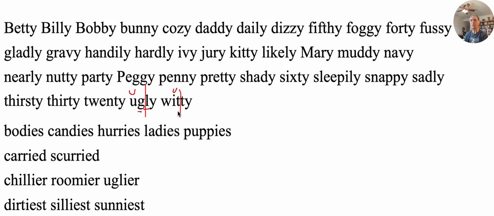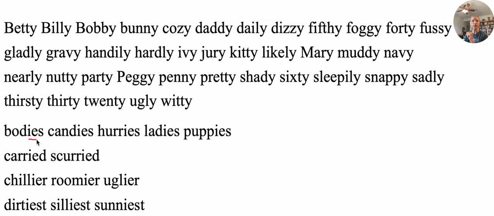And finally we have witty. A witty person is a person who comes up with funny things to say. I have joke books in my classroom that I use all the time. My father was a very witty person, and William Shakespeare was the master of wit. Now we're going to do the IES.